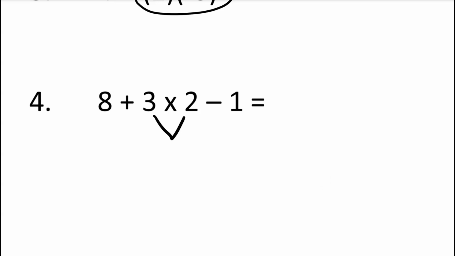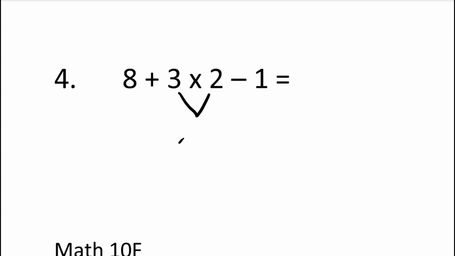By completing the multiplication first, we can look at 3 multiplied by 2. Well, 3 times 2 creates 6. And we'll bring the 8 plus down, subtract 1 down as well. The next thing we're looking at is 8 plus 6 subtract 1. Following the order of operations, we have addition and subtraction left, and it's in order of left to right that we solve this.